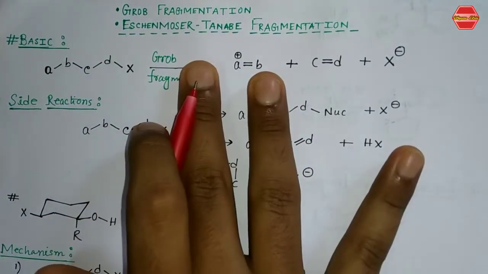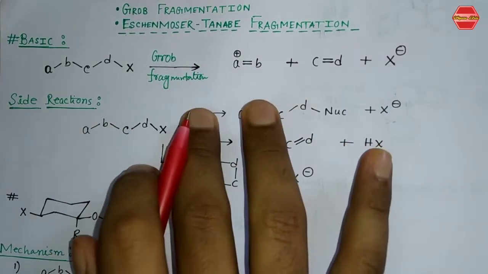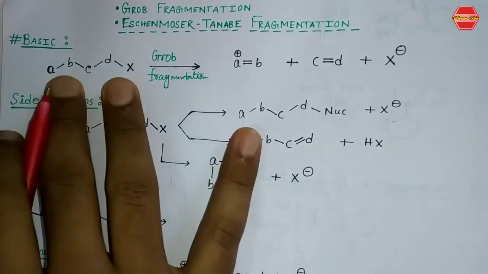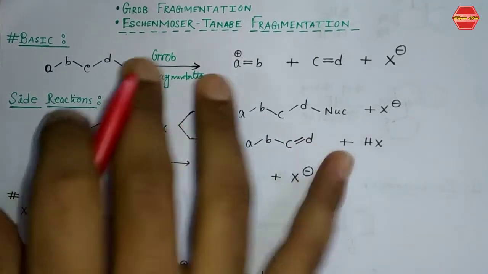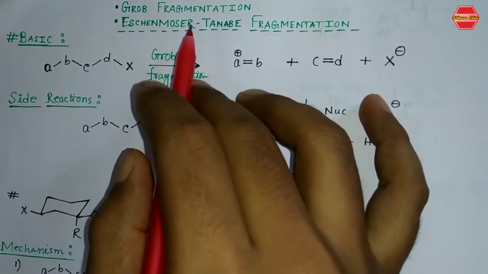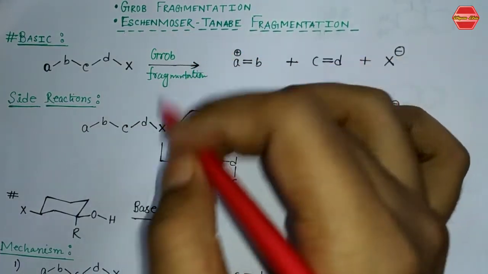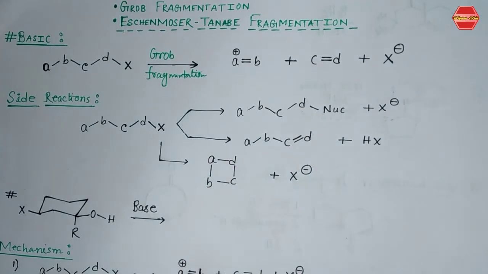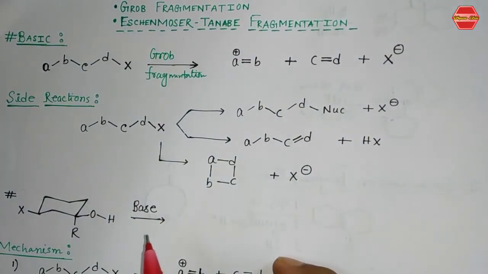For this fragmentation we have to know some basic concepts that are related to the fragmentation reaction. First we are going to discuss the GROB'S fragmentation and we will see some examples, and then we will move on to the second fragmentation reaction that is called the ESCHENMOSER fragmentation reaction. Okay, so let's start.